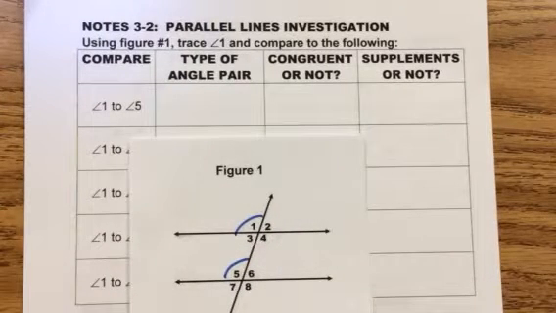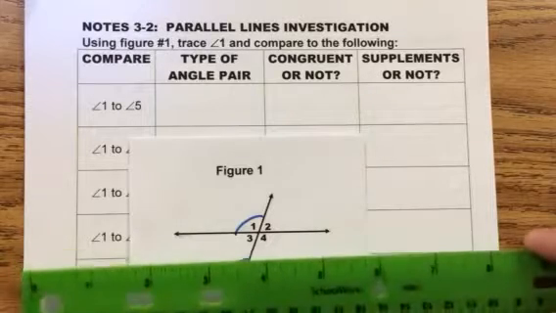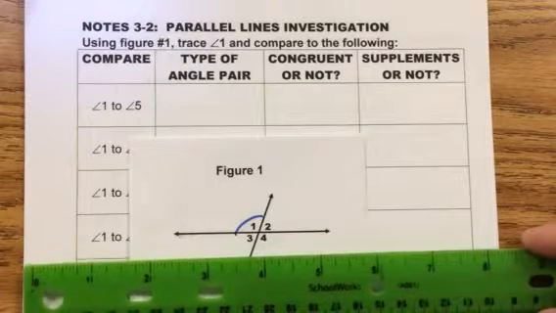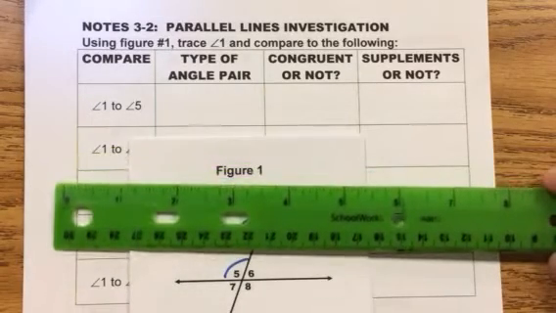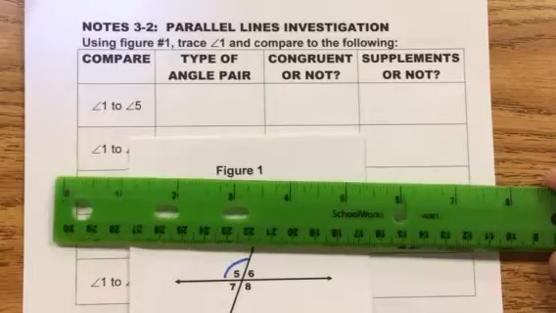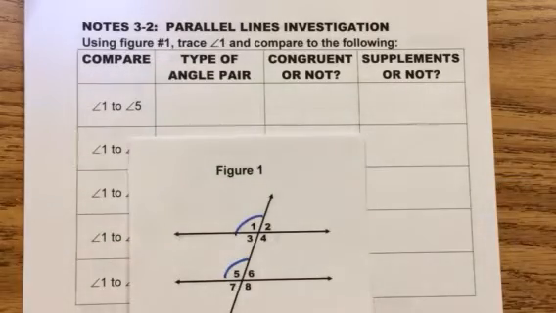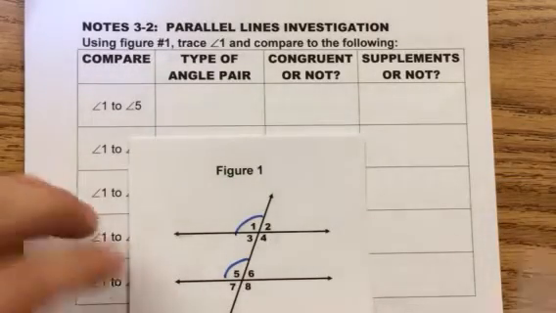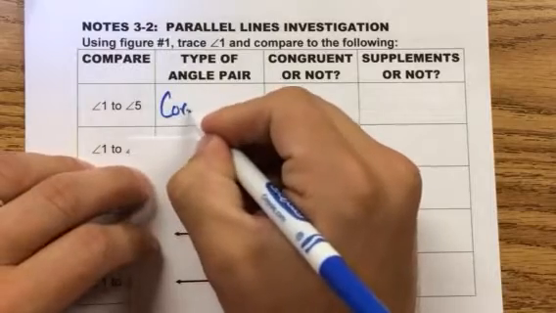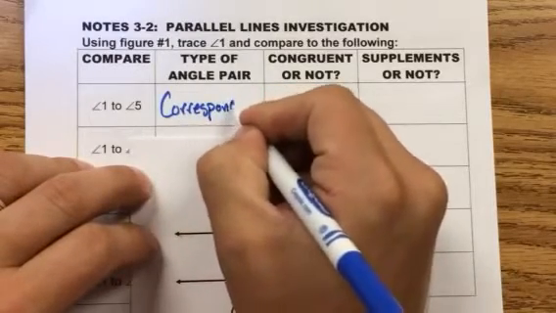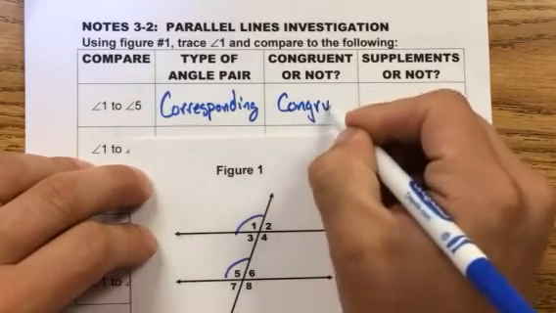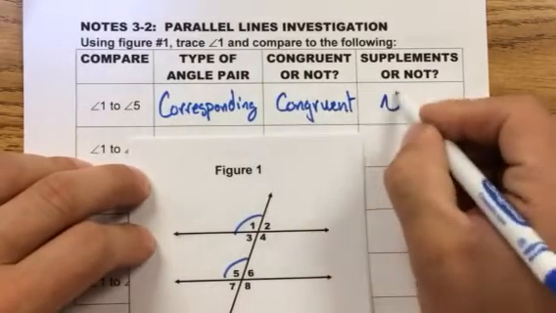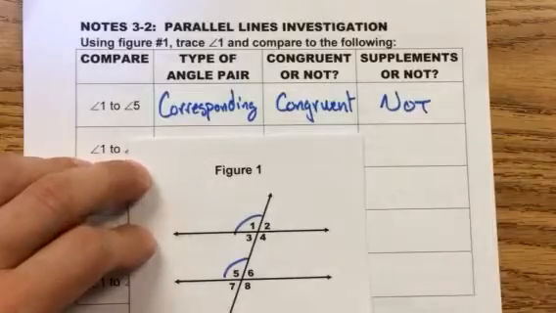If I wanted to, I can cover up my bottom line, and I have the angle on the top left of that set. I can cover up the top line, and I've got the angle on the top left. Because they are in the same place, we are going to call them corresponding angles, which are congruent in this case, but are not supplementary.